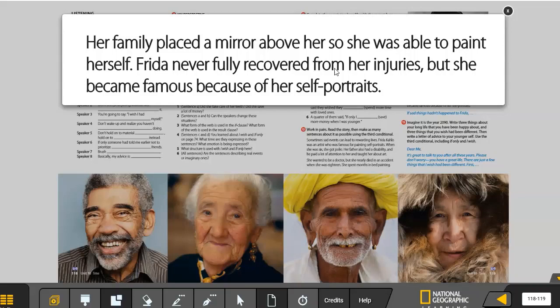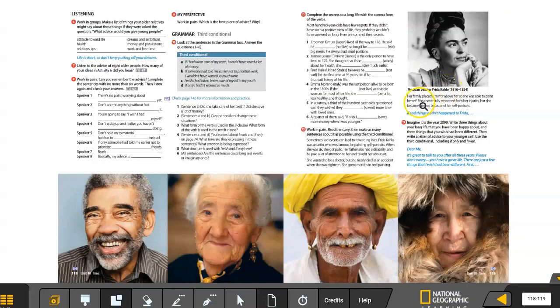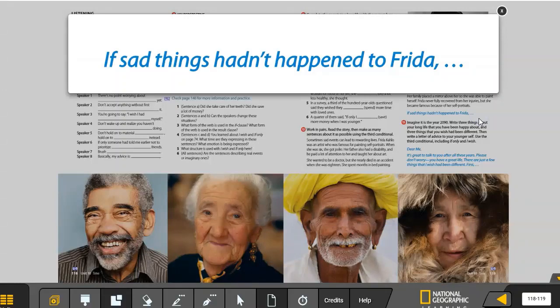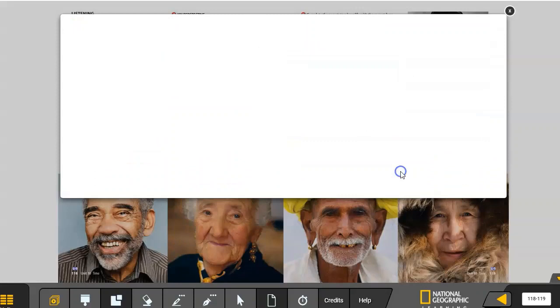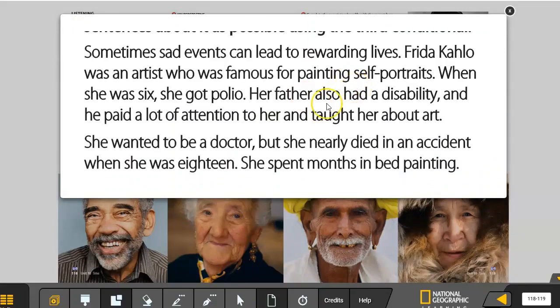You have to write at least 3 sentences using third conditional, and the sentences could be just like this, guys. If sad things hadn't happened to Frida, she wouldn't have been a great artist, a great painter. One more example: if her father hadn't had a disability, he wouldn't have paid a lot of attention to her, or he wouldn't have taught her about art.